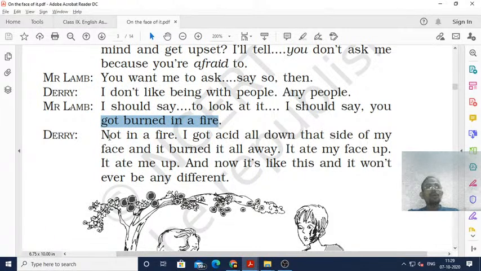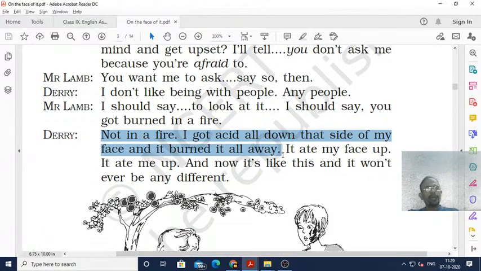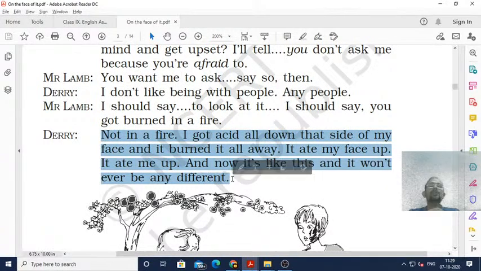Then Daddy says, not in a fire. I got acid all down that side of my face and it burned it all away. It ate my face up. It ate me up. And now it's like this and it won't ever be any different. Okay, it's not fire that has burnt my face. It's the acid. Acid has eaten my face up. And now it's like that. I cannot change the other side of my face because it got burned by the acid.